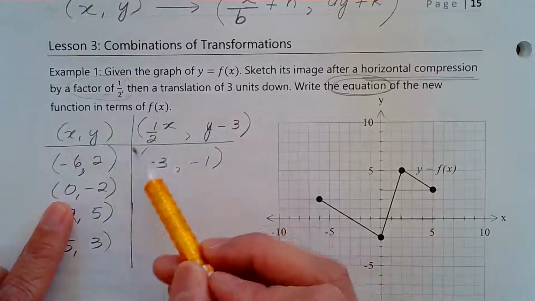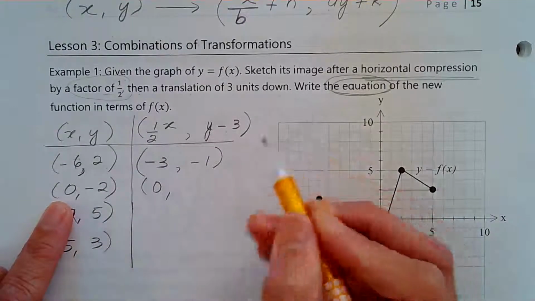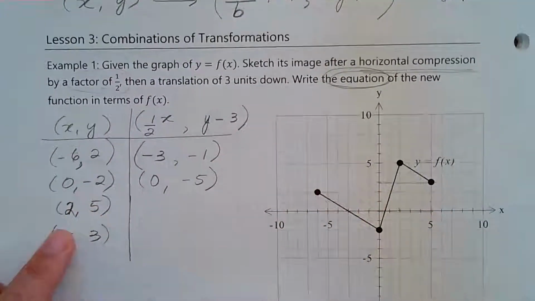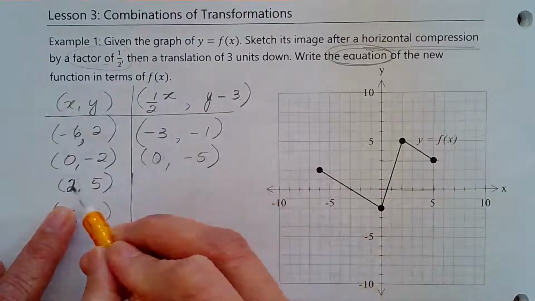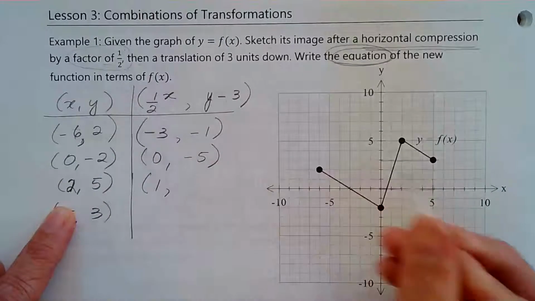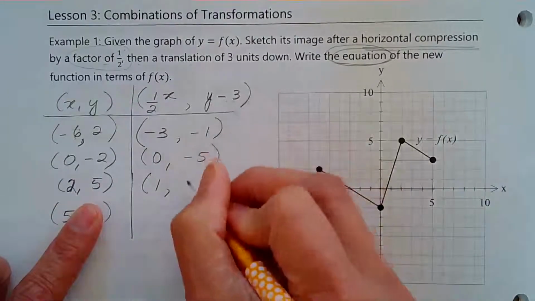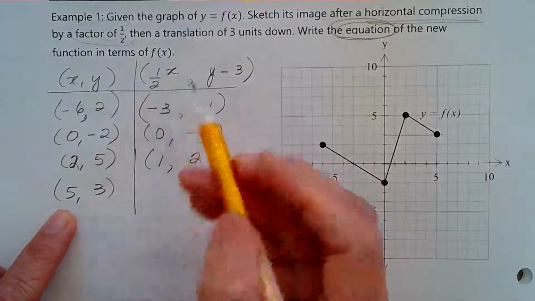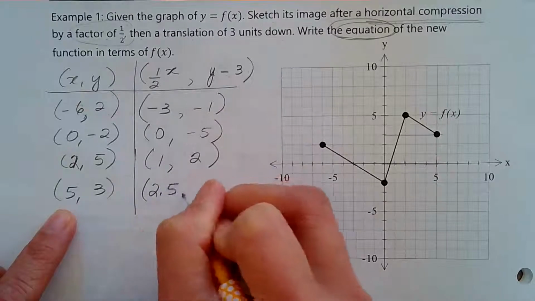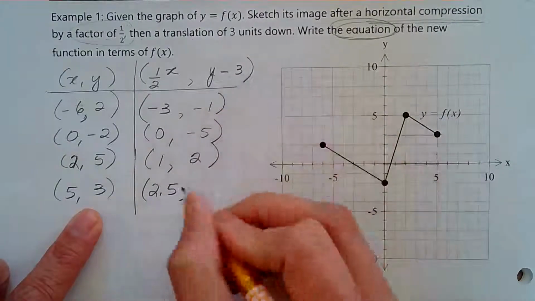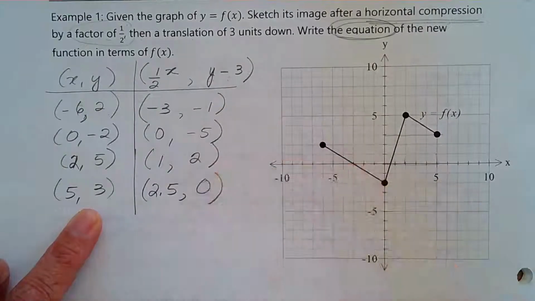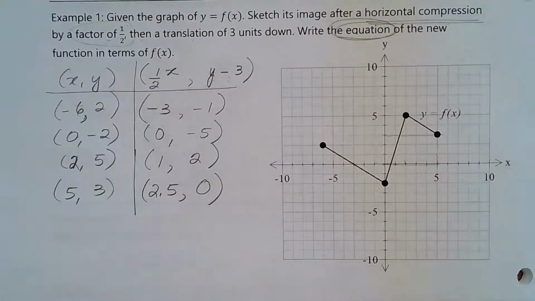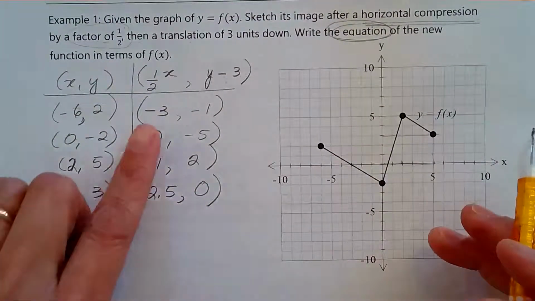Let's see this one. 1/2 times 0 is 0, and then -2 minus 3 is -5. 1/2 times 2 is 1, and 5 minus 3 is 2. Let's do this one: 1/2 times 5 is 2.5, comma 3 take away 3 is 0. Now we have the new points. Let's plot those points and see what kind of picture we get.